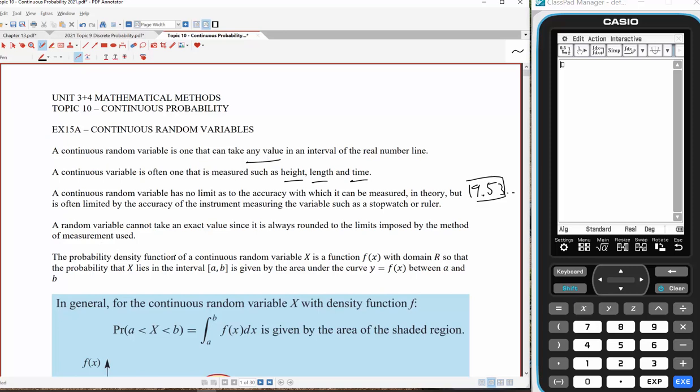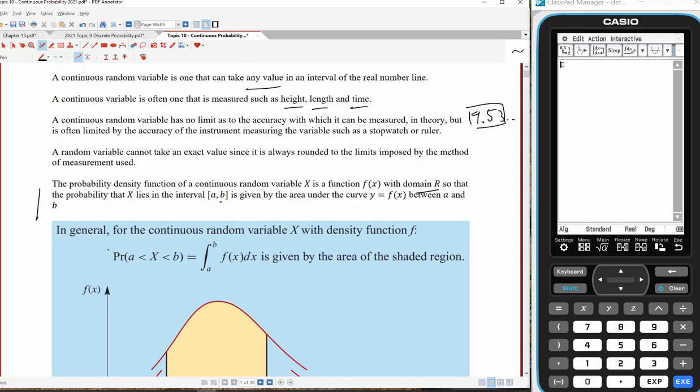So the probability density function of a continuous random variable x is a function of x, f(x), with a domain of all real numbers. So that's important, they have a domain. You can throw any number you want into a continuous PDF, so that the probability that x lies between an interval a, b is given by the area under the curve. So this is where we start to see integral calculus come into probability of all things. I bet you didn't see that one coming.